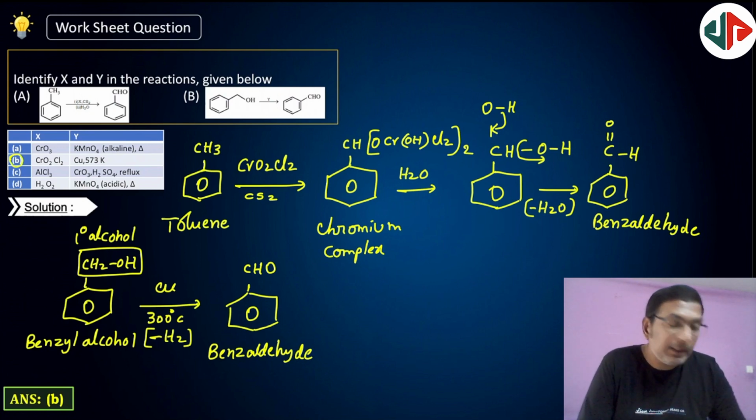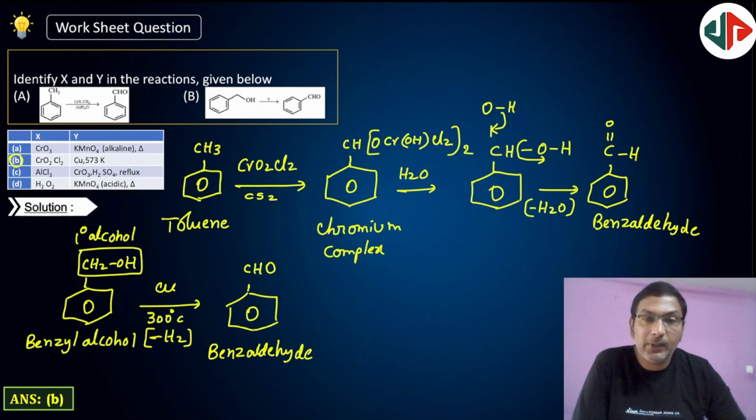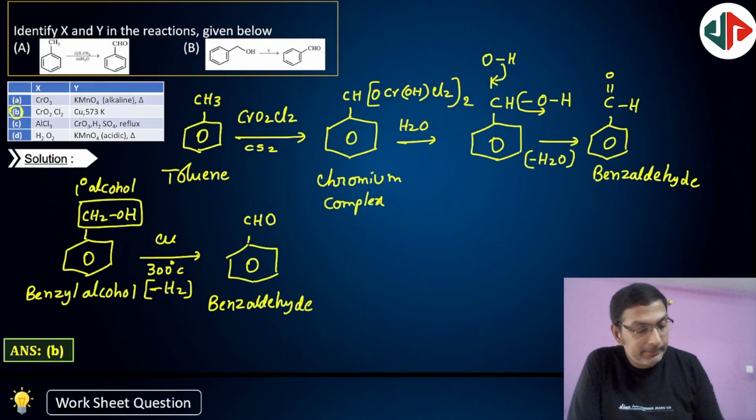In the first reaction, chromyl chloride. In the second reaction, copper at 300 degrees centigrade. Next.